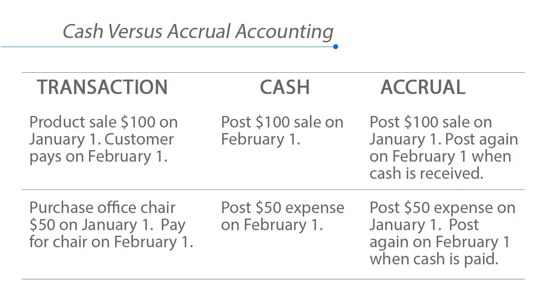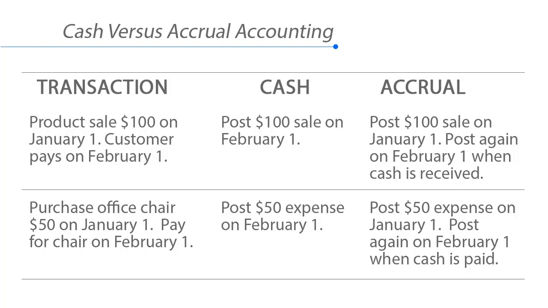So in cash basis accounting, the $100 sale would be posted in the accounting on February 1st because that's the day that the customer paid. Even though they had the product a month earlier, they didn't pay until February 1st, so cash basis, you record it on February 1st. With accrual-based accounting, you record the transaction when it happens, regardless of when the cash changed hands. So in the accrual-based accounting, the $100 sale is posted on January 1st, which is the actual date the sale was made, and you'll do a second post on February 1st when the cash is received.